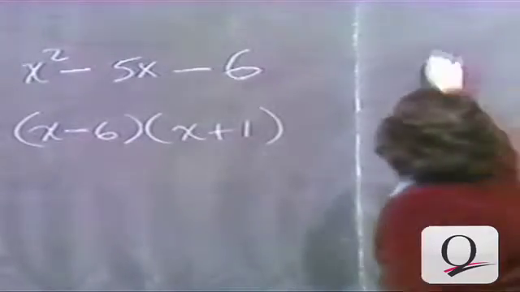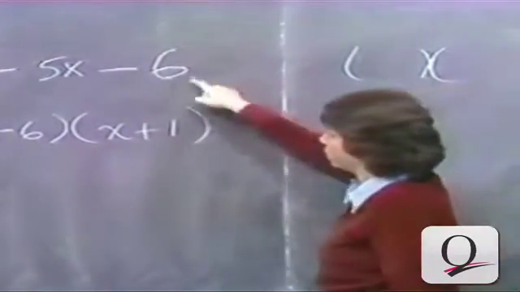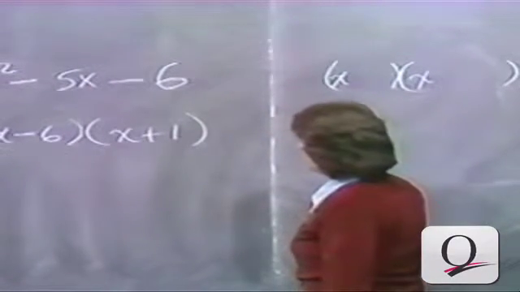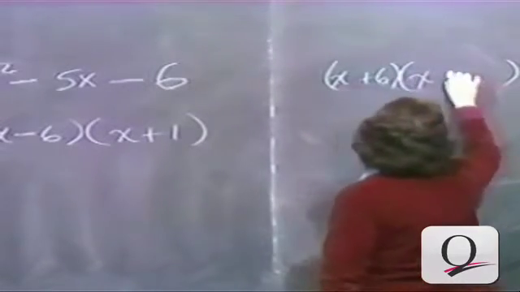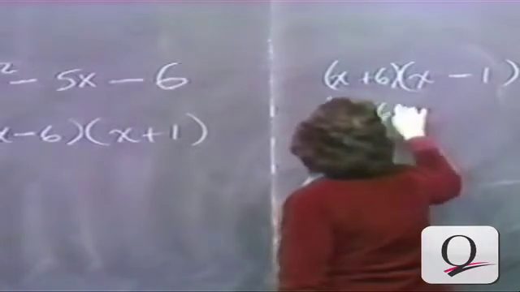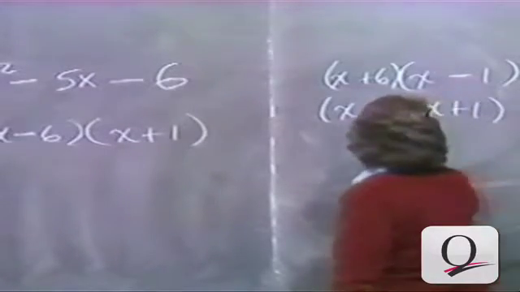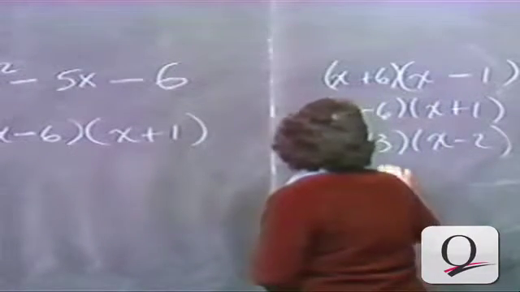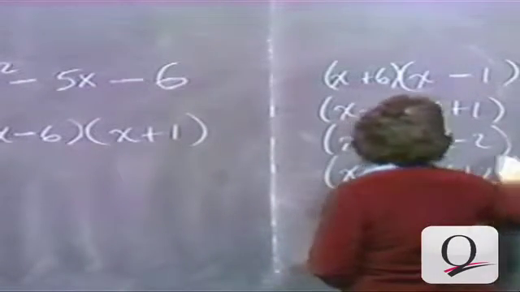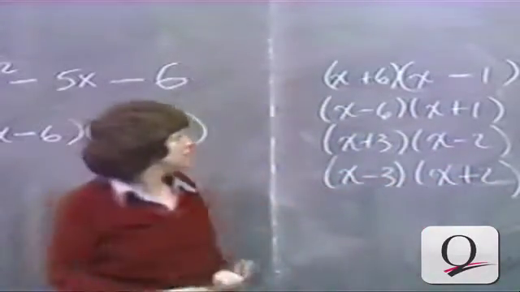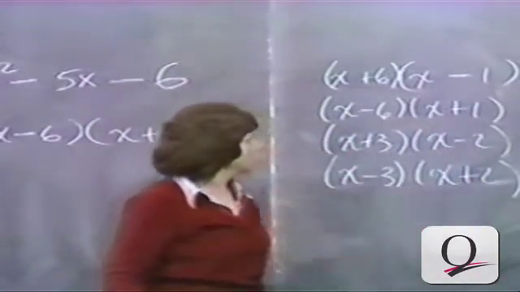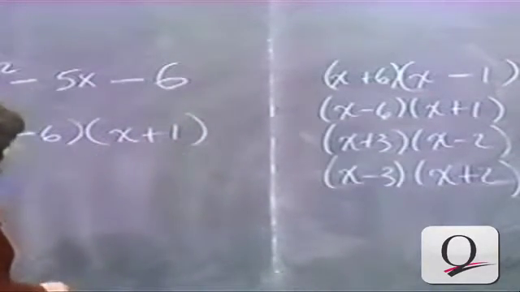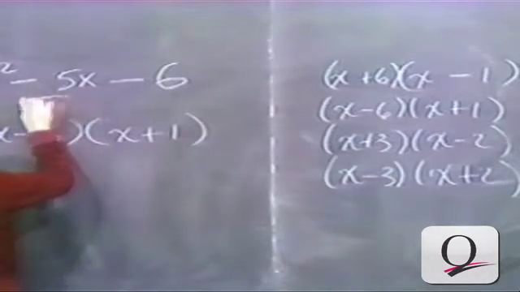Let's see, for my possibilities, I have to start with the x and the x, and I want the product of the last terms to be minus 6. So I could have plus 6 and minus 1, minus 6 and plus 1, plus 3 and minus 2, and minus 3 and plus 2. The product has to be minus 6. All of the last terms here, of course, give you minus 6. All the first terms are x squared. And now we want, in this case, the sum of the numbers to be minus 5.